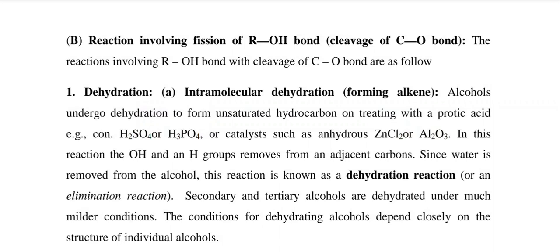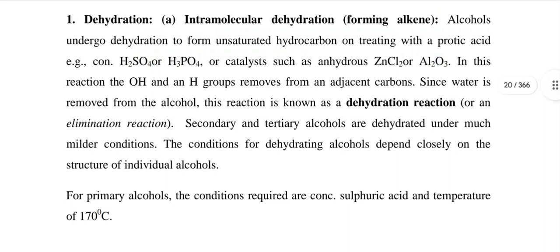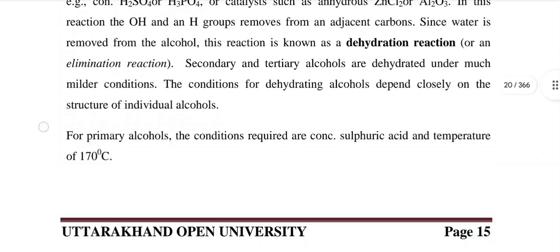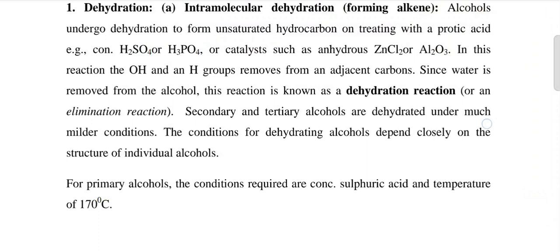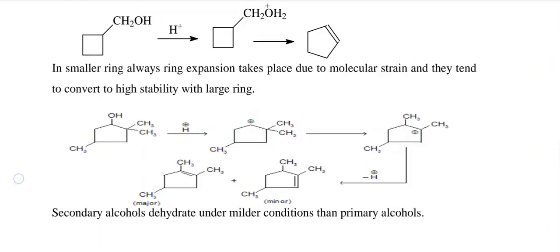In this reaction, the OH and the H groups are removed from adjacent carbons. Since water is removed from the alcohol, this reaction is known as a dehydration reaction or an elimination reaction. Secondary and tertiary alcohols are dehydrated under much milder conditions. The reaction conditions for dehydrating alcohols depend closely on the structure of the individual alcohol. For primary alcohol, the conditions required are concentrated sulfuric acid and a temperature of 170 degrees Celsius.